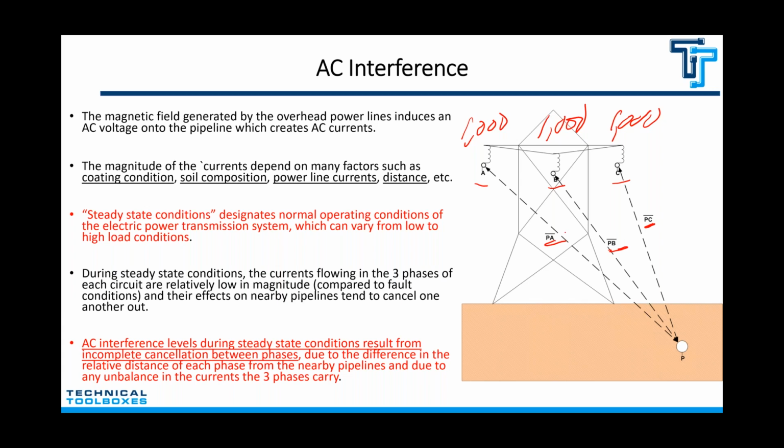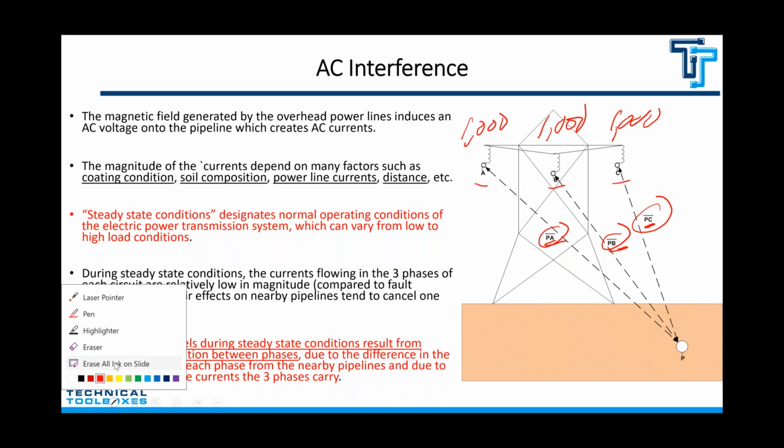And since they're a different distance away, that creates an imbalance. That's what we call a distance imbalance. So that pipeline will pick up some induced interference because of that incomplete cancellation. If these wires were right on top of each other, in other words, at the same distance, they would cancel each other out, and you wouldn't have any interference at all.